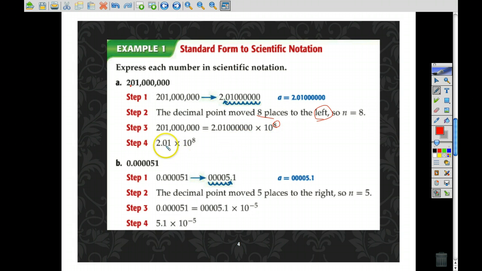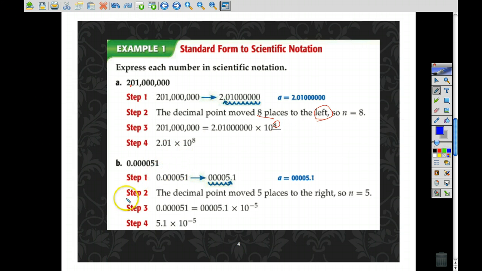Okay? So 2.01 times 10 to the 8th power. We put a 1 up to 0.01 because you don't want to put 2.0. You want to put 2 point up to the next non-zero digit number.